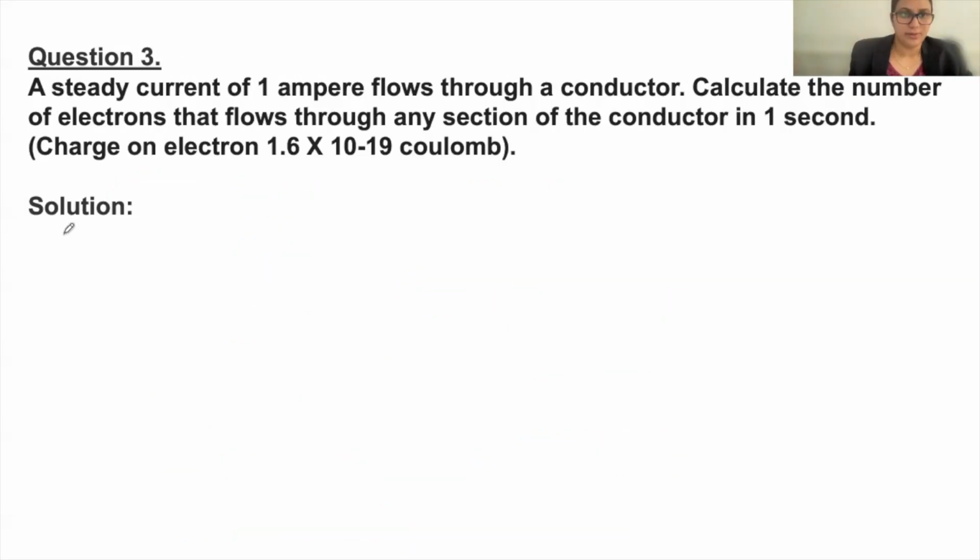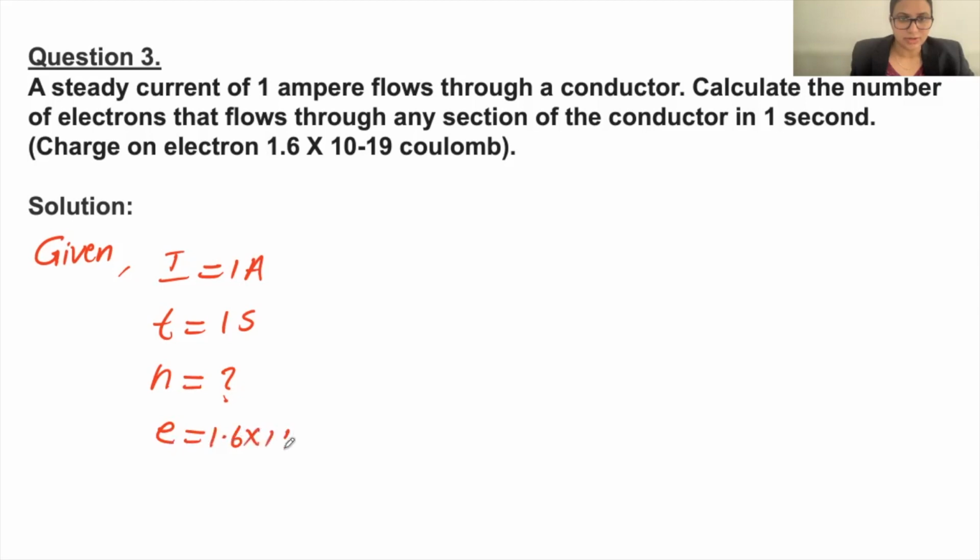Next, question number 3. A steady current of 1 ampere flows through a conductor. Calculate the number of electrons that flow through any section of the conductor in 1 second. Charge of electron is given, that is 1.6 into 10 power of minus 19 coulomb. So what is given here? Given, I is equal to 1 ampere, T is equal to 1 second, and we need to calculate the number of electrons. Charge of electron is given as 1.6 into 10 power of minus 19 coulomb.